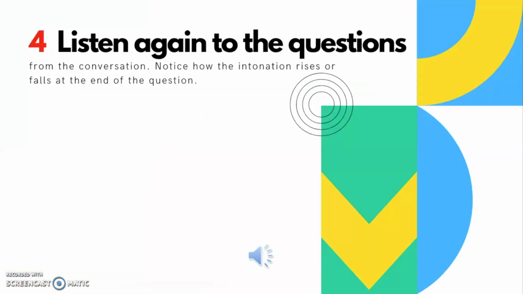Let's do number 4. It says, listen again to the questions from the conversation. Notice how the intonation rises or falls at the end of the question. This means, guys, that you are going to listen to the intonation or the rising falling pattern of the WH questions, guys, okay? So let's hear the questions.